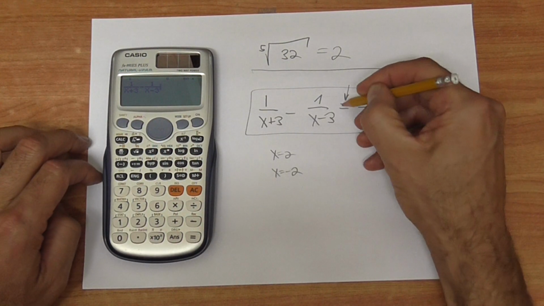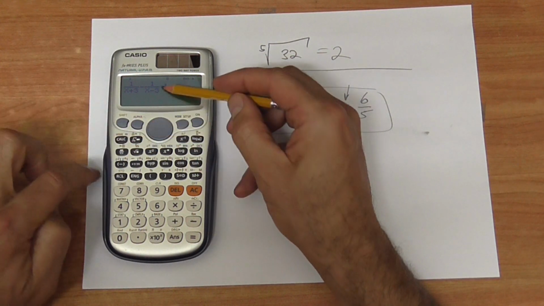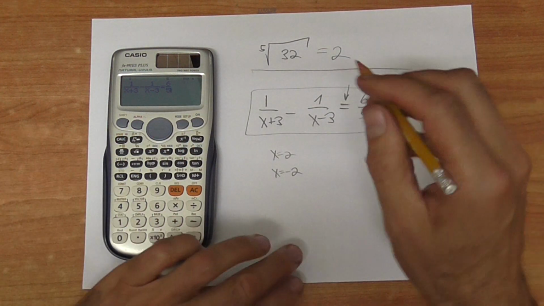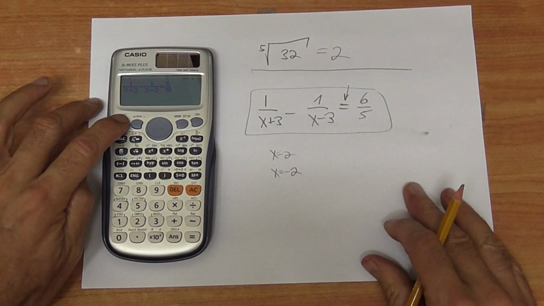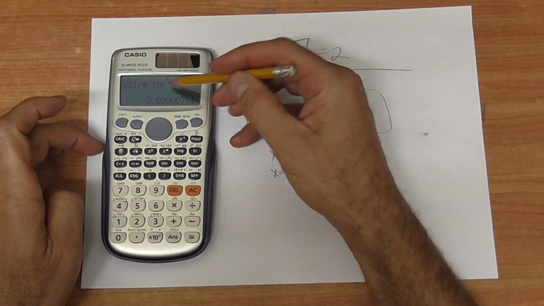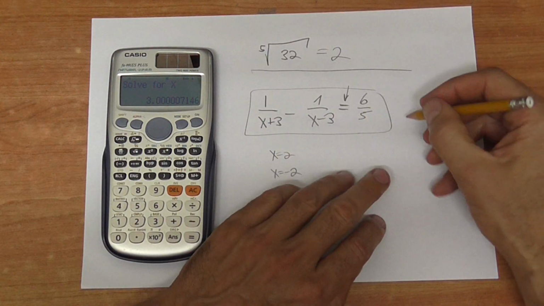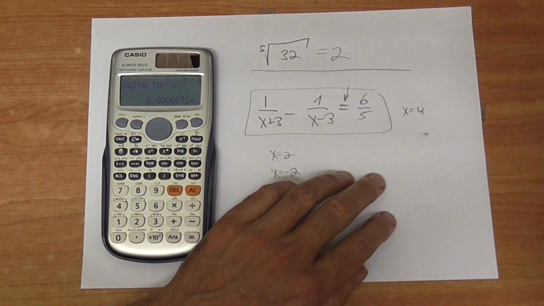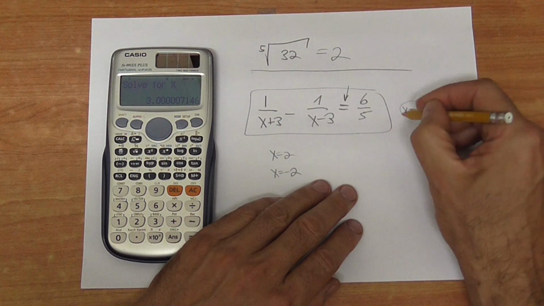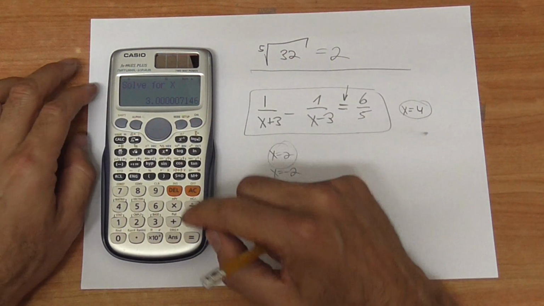Now if you want to write equal, you write alpha, this button, it gives you the equals, 6 over 5. Now you write shift solve, this button solve, and it wants you to guess a solution for x. I'm guessing that the solution will be 4, for example, and it will start working and it will give me the nearest solution to the 4, which should be 2, but it will think a lot.